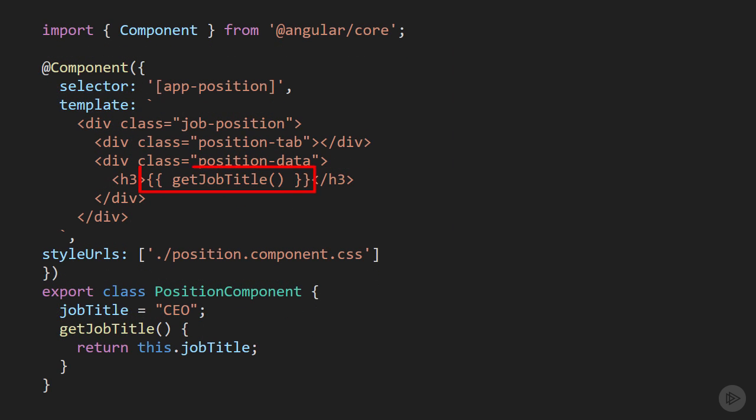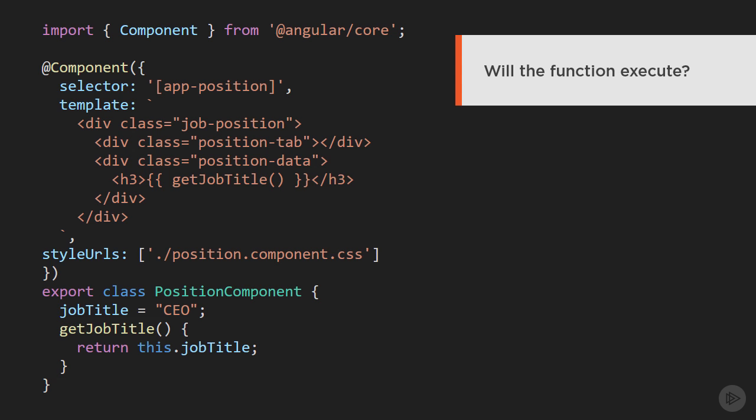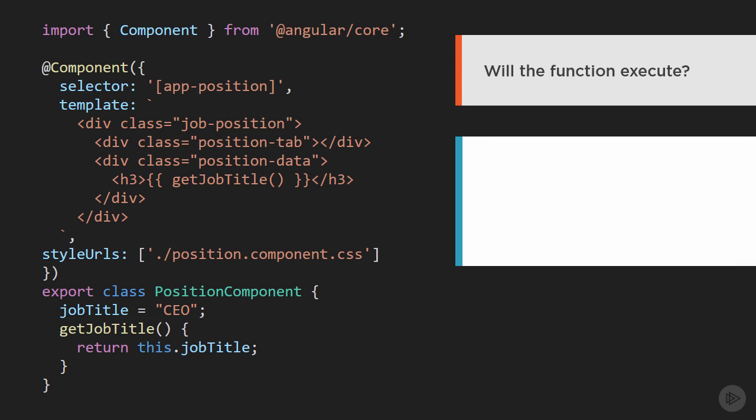In this example, we're calling a function, getJobTitle. We can see the function implemented here. We're simply returning this.jobTitle. Will the function execute? Yes, it will. We got our component to show up fine.